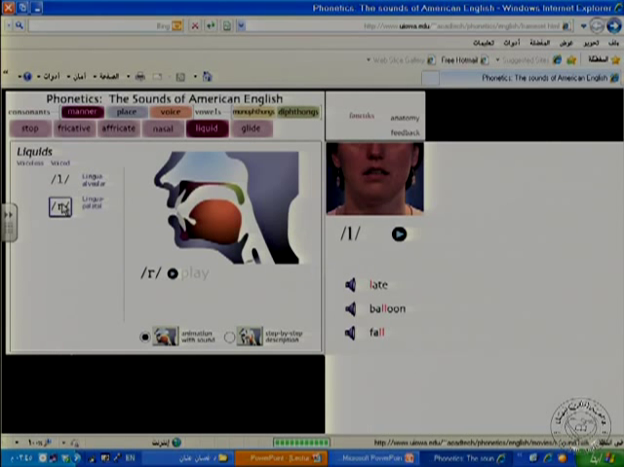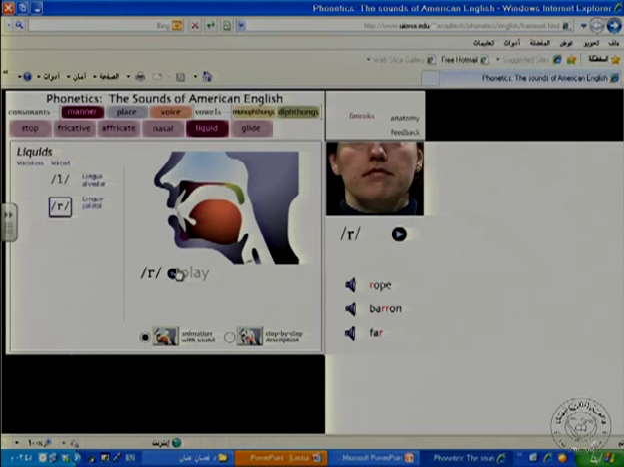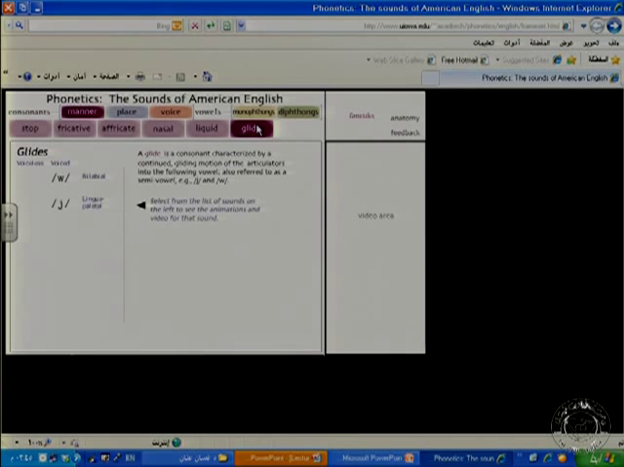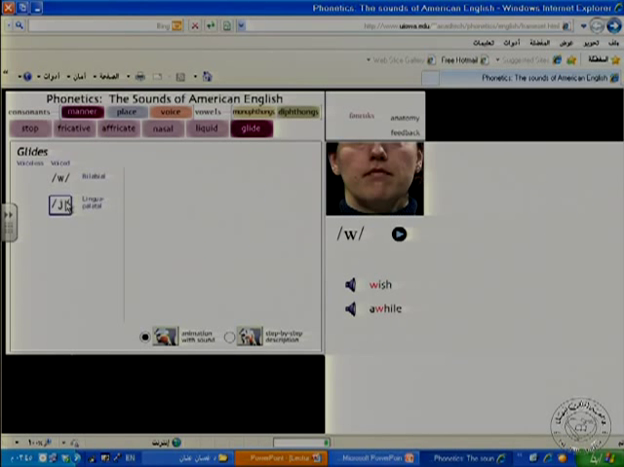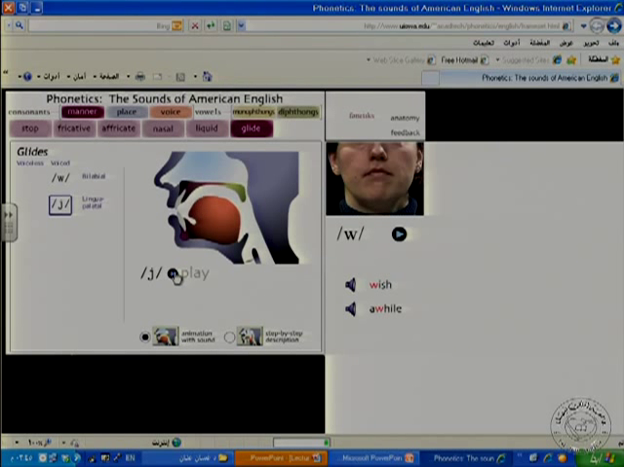And the second one is r. There is a curve of the mouth up, and air goes out of the oral cavity. And the last, we have two sounds, glides. We have w and y. W, for example, is bilabial. See what exactly happened? W. And the last one is y. This is the y sound.